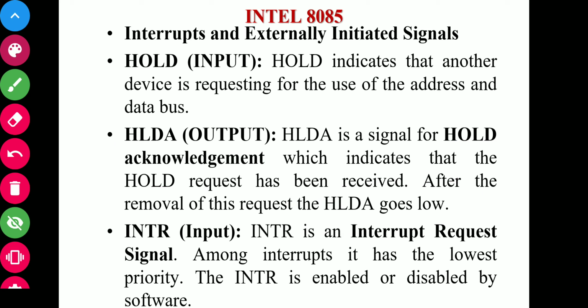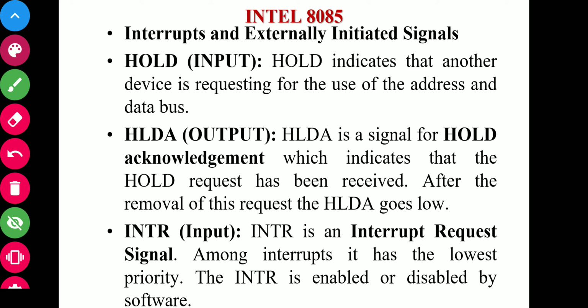Then INTR. The INTR is an interrupt request signal. So interrupt request is nothing but a disturbance. You are making some disturbance when some process is going on. This is a very important concept, because when there is some urgent operation, when we require some immediate operation performed in the microprocessor, though it is performing some other operation, we must interrupt the microprocessor by means of an interrupt signal. So this is the purpose of the interrupt request signal.